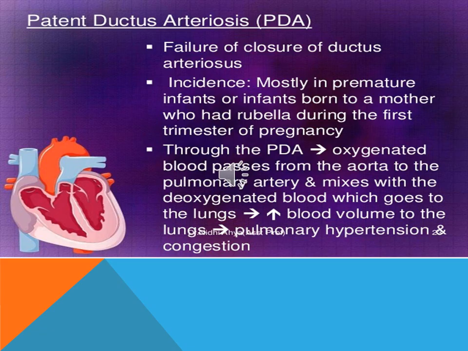It is a duct that is patent between the aorta and the pulmonary circulation. Normally, following birth, it will be closed, but if there is failure of the closure of this duct, there will be persistence, or we call it patent ductus arteriosus.